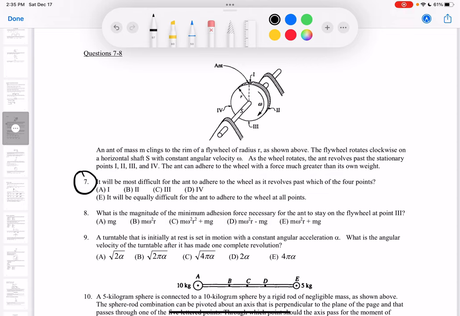As the wheel rotates, the ant revolves past the points I, II, III, and IV. The ant can adhere to the wheel with a force much greater than its own weight. And then it says 7: It will be most difficult for the ant to adhere to the wheel as it revolves past which of the 4 points? Well, this is really just sort of a free body diagram question, right?